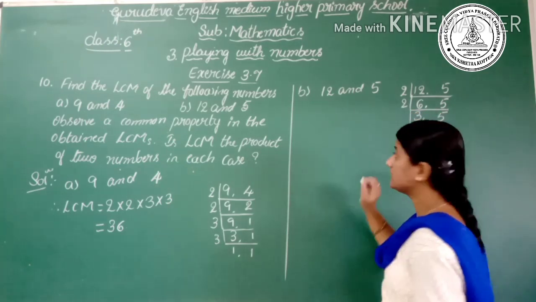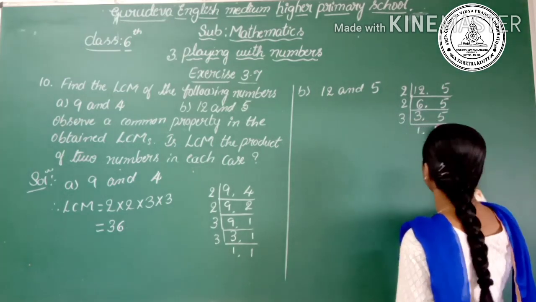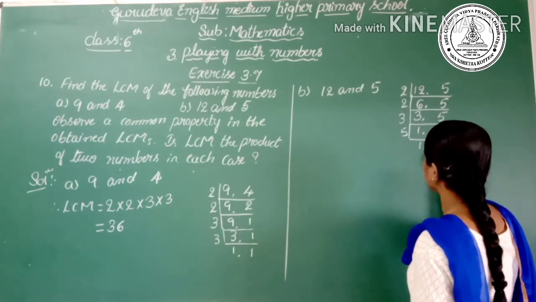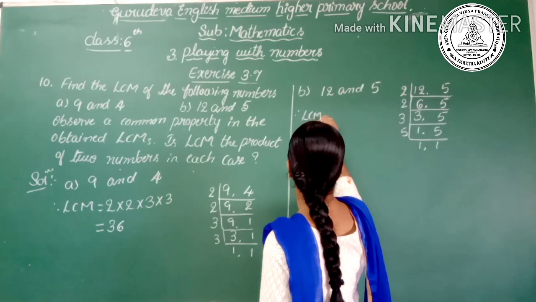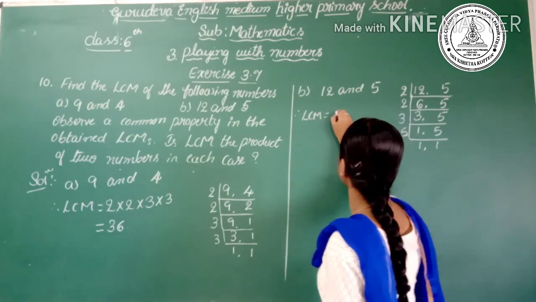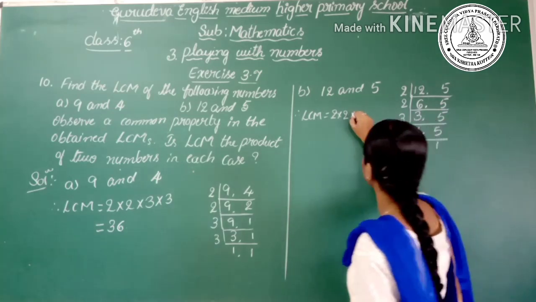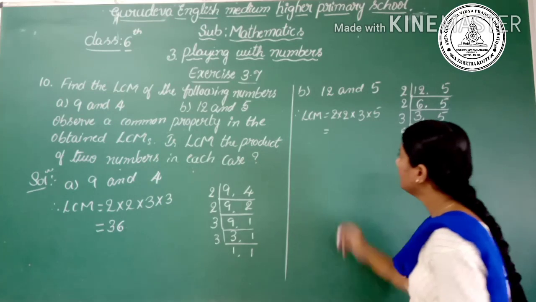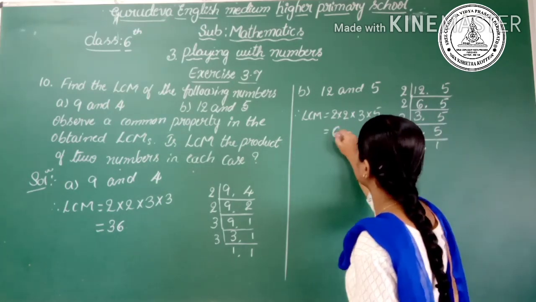Then next take 3. So 3 ones are 3, but 5 cannot be divisible by 3, so write it as it is. Then 5 ones. Okay. And therefore LCM is equal to, 2 is repeated 2 times, 2 into 2 into 3 into 5. What is the LCM of these two? 2 twos are 4, 4 threes are 12, 12 fives are 60.